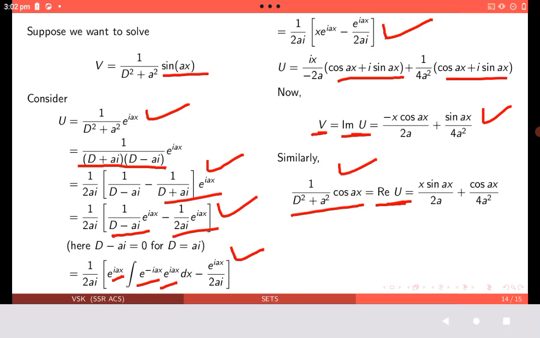So whenever a question of sine or cos comes, in place of solving directly, we can convert into exponential form and we can solve it also.